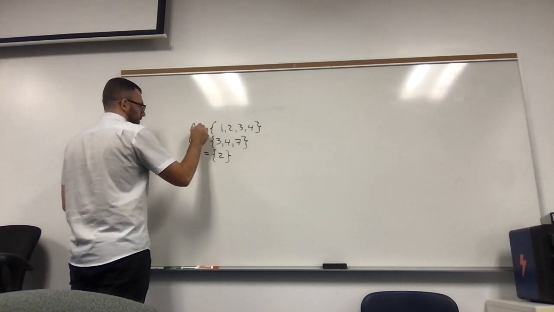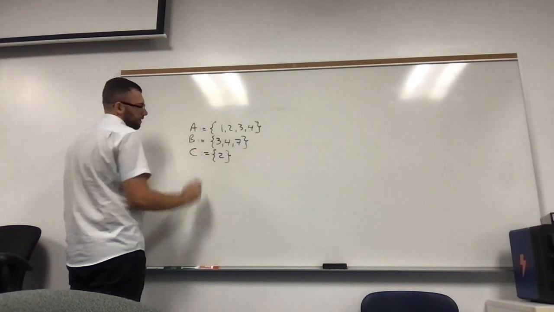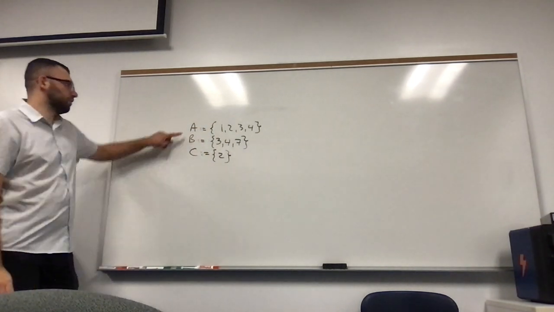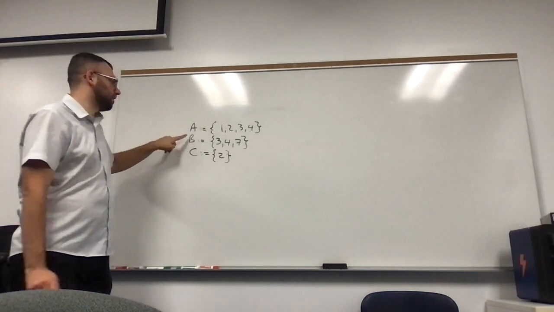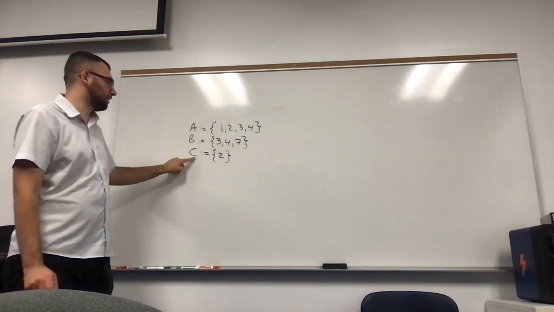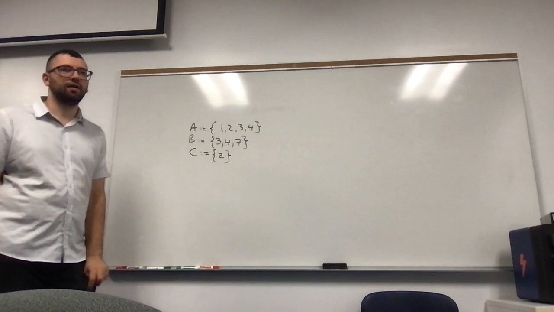Now someone asked me, what does it mean when you put 2 dots in front of an equal sign? That just means like we're defining a variable. So we're defining the variable A to be this, we're defining the variable B to be this, and we're defining the variable C to be this, right?